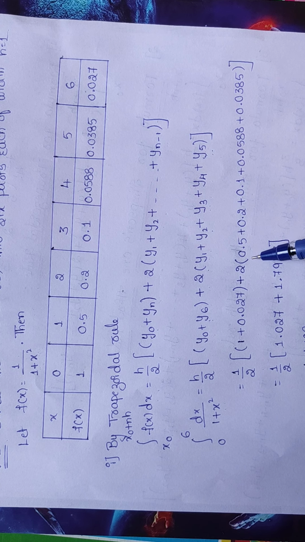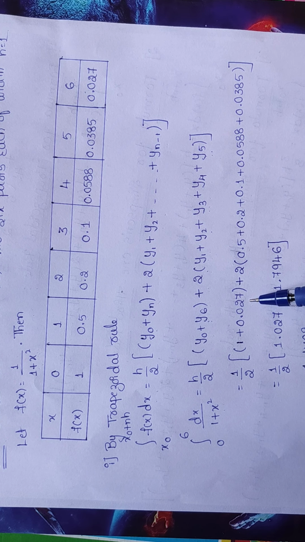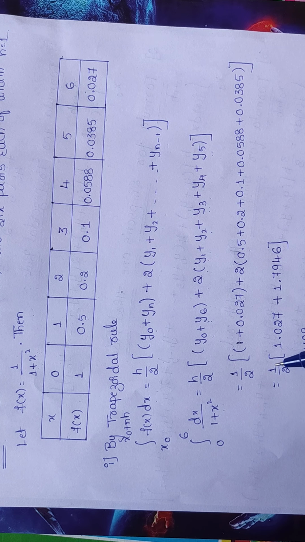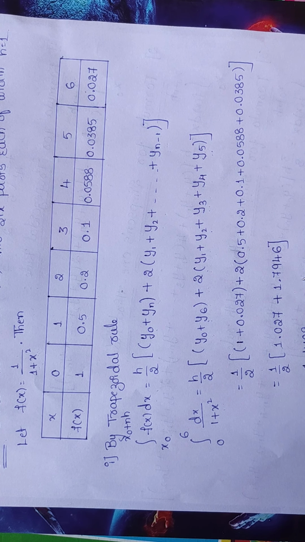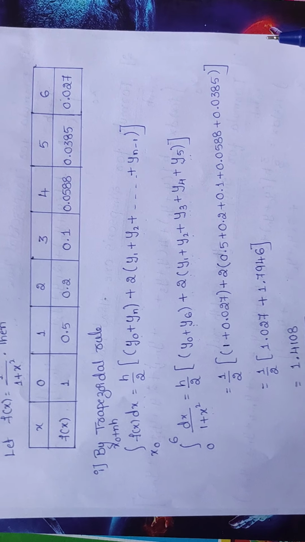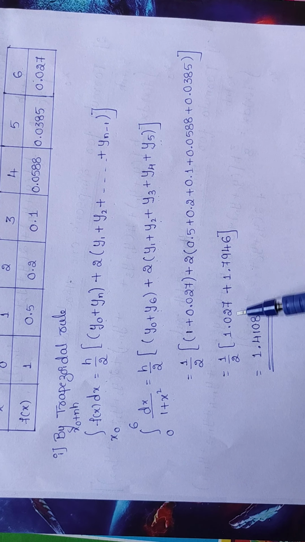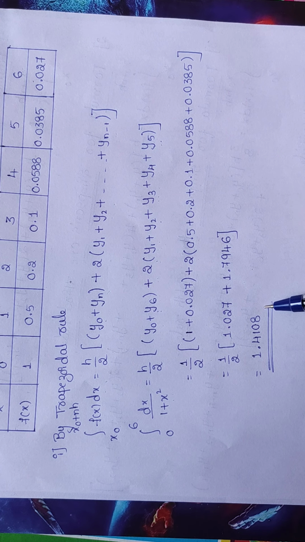Add these things and multiply with 2. This is 1 plus 0.027, you will be getting 1.027. Here, as it is 1 by 2, plus if you add and multiply with 2 you will be getting 1.7946. If you simplify by adding these two and dividing by 2, you will be getting 1.4108. This is the solution for the trapezoidal rule.